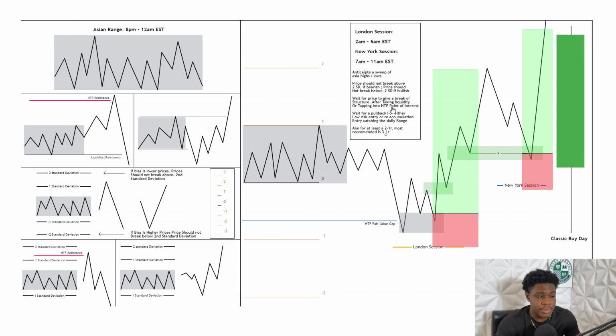Wait for a pullback for either a low risk entry or a reaccumulation entry. So a low risk entry would be something like down here, and the reaccumulation would be something like up here. And then aim for at least a 2-to-1 R, but I'd mostly recommend a 3-to-1 R, just in case if you're a newer trader and you guys have a lower win rate, like a 40% win rate or 30% win rate, having a 3-to-1 R is very good, because that still keeps you profitable even though you have a low win rate. But if you're more of an experienced trader, a 2-to-1 R is perfectly fine.